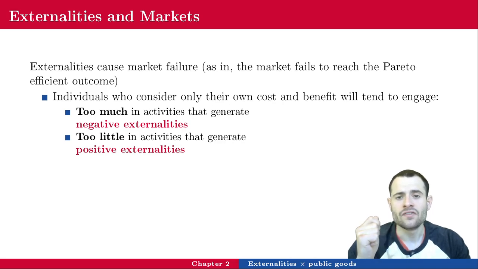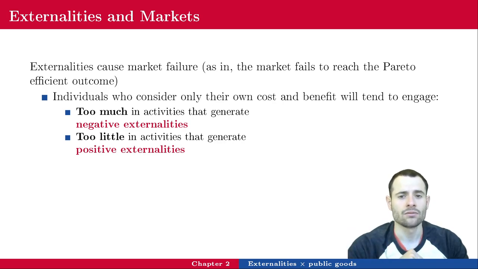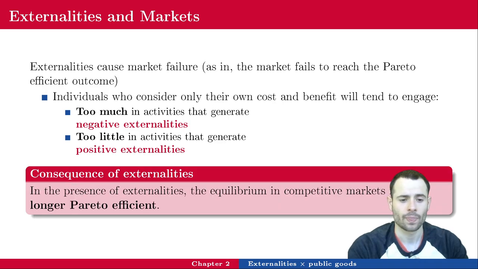But if I take into account the fact that when I get the vaccine shot, I am increasing the utility of people around me, then it becomes socially efficient that I get the vaccine, as opposed to not. So, in the presence of externalities, the equilibrium in competitive markets is no longer Pareto efficient.